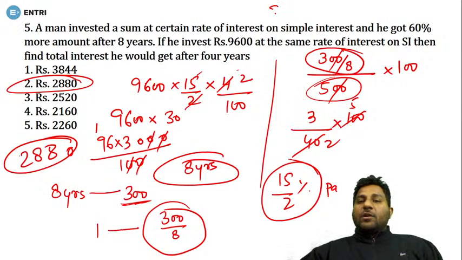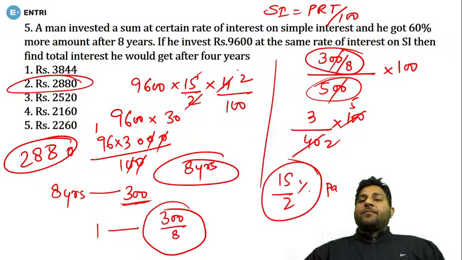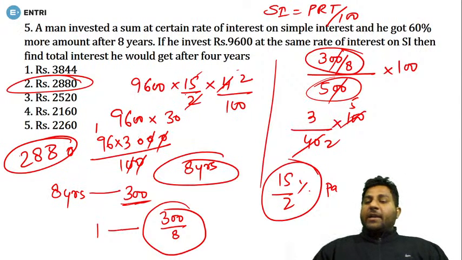Because as we all know, simple interest stands for PRT upon 100. So we have used this PRT upon 100. So let's divide it and find the answer. Legend, did you get the concept?